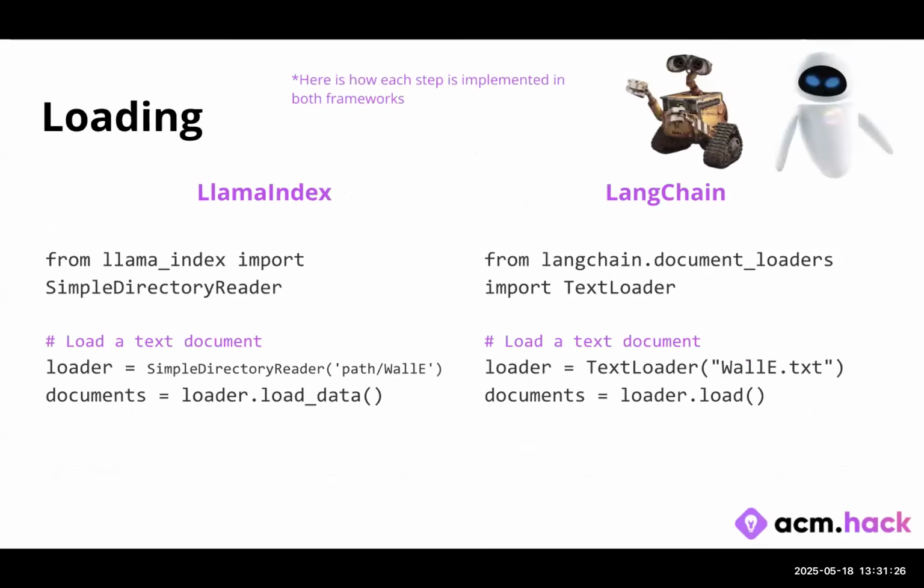So here's some sample code on how to load a document into LlamaIndex and LangChain. Just be aware that these two are separate frameworks and you can choose either one. But for our demo, we'll be using LangChain. For LlamaIndex, you would import a simple directory reader and it will load your document into a variable. For LangChain, it's basically the same process. You would import a text loader and load your document that way.